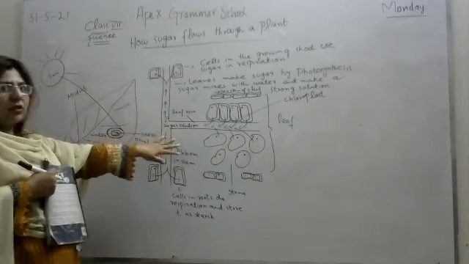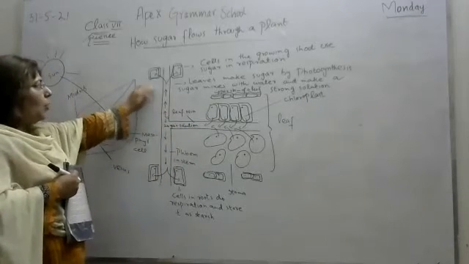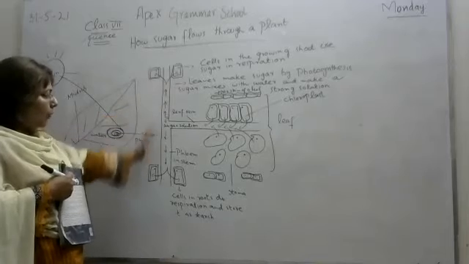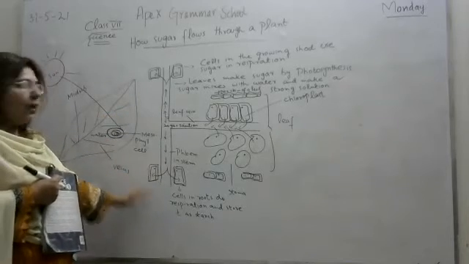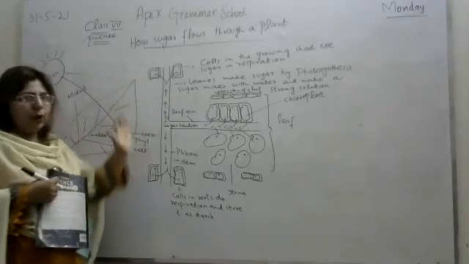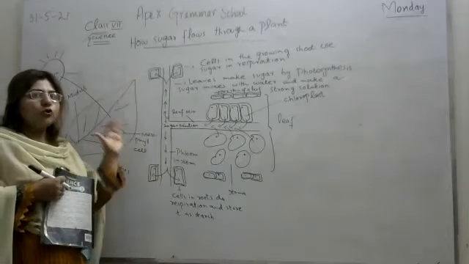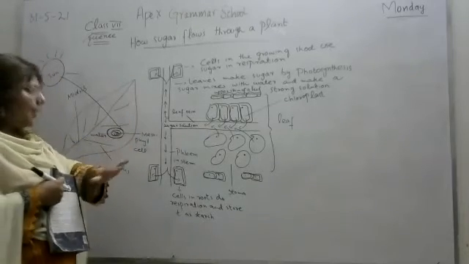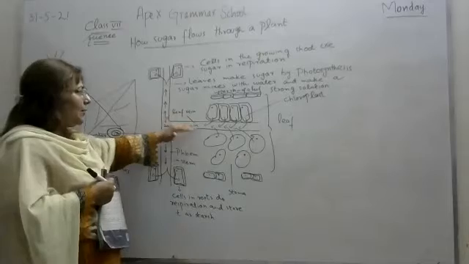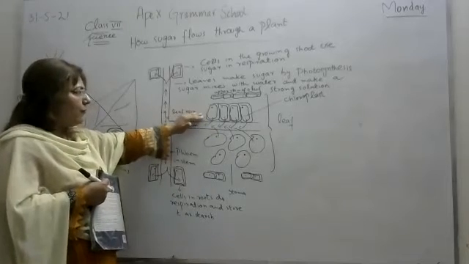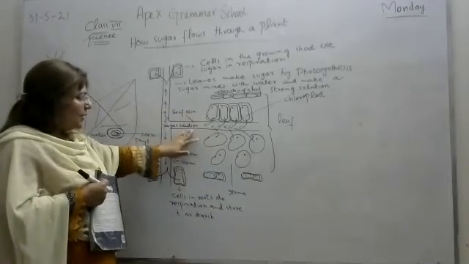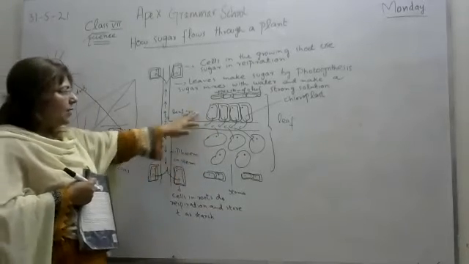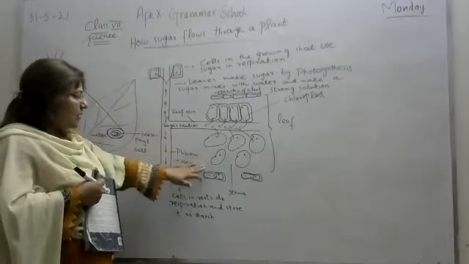This is the inner structure of a leaf. First of all, all the body of a plant needs food, and this food moves in the body of a plant in the form of sugar solution. First of all, how is sugar solution made? I have told you that all leaves have leaf veins. This is a leaf vein, and these are cells, and these are mesophyll cells.